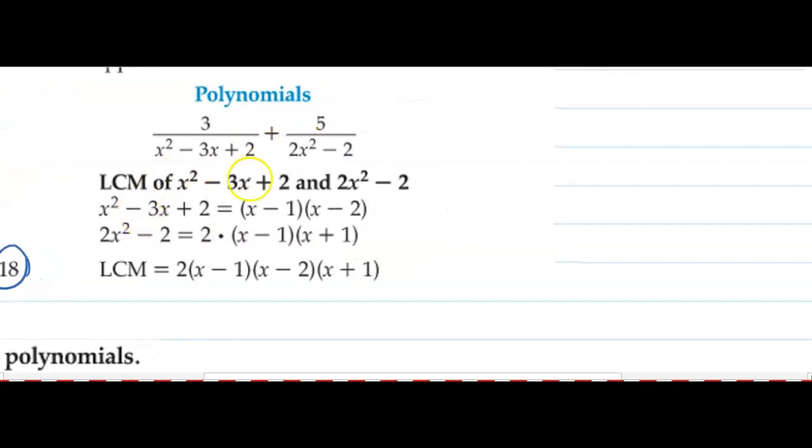We're going to take each denominator, factor it as much as possible. Then we need to have each factor the greatest number of times it appears. So notice we have a factor of 2 from the second denominator. We pick up a factor of x minus 1 from the second denominator. We pick up a factor of x minus 2 from the first denominator. And finally, a factor of x plus 1 from the second denominator. You might say, well, what about this one? Well, it's already on the list because it only appears once in either denominator. So we only need one factor of x minus 1.